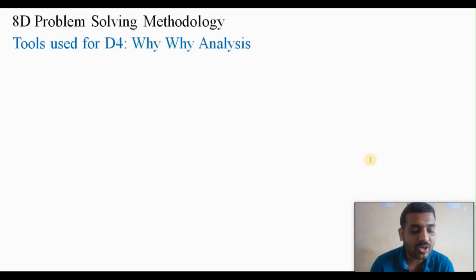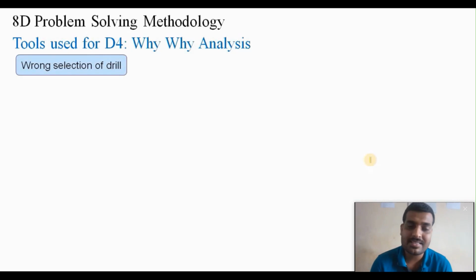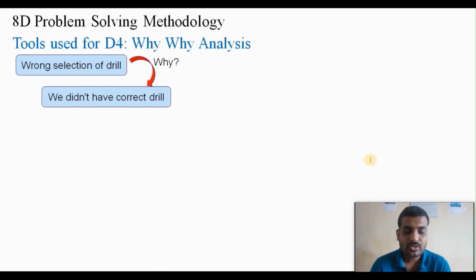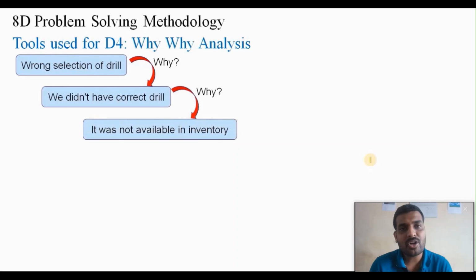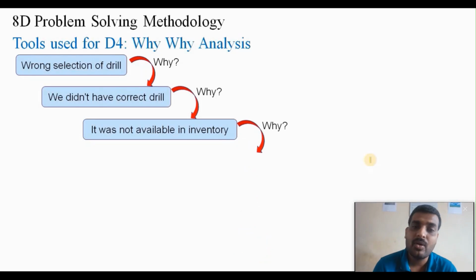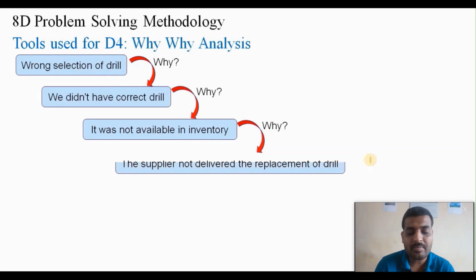Because we didn't have the correct tool. So then you have to ask next why you didn't have the correct tool. Because it was not available. So again you have to ask why it was not available in the inventory. Because the supplier did not deliver the replacement of the drill. Why has he not delivered the replacement of the drill? Because the supplier did not receive the PO on time. Why has he not received the PO on time? Because we did not submit the PO on time.